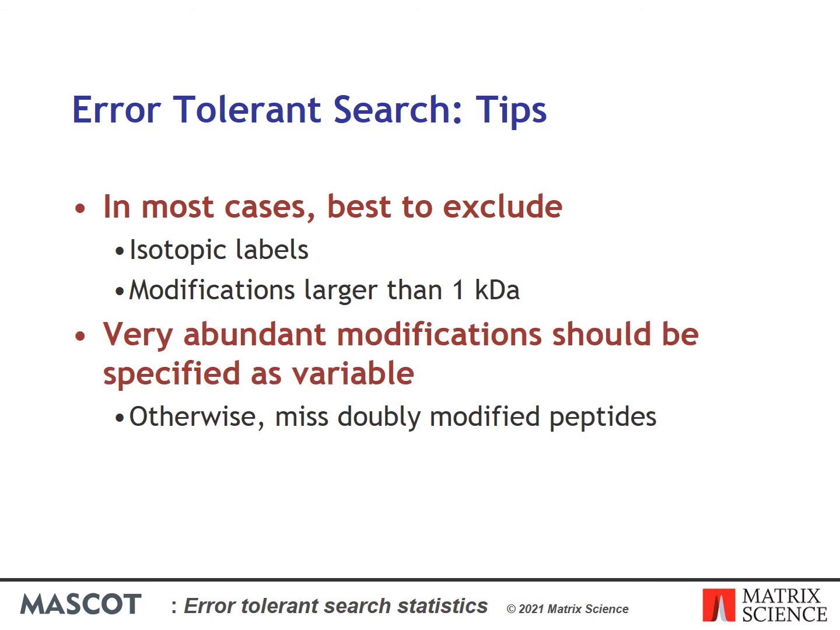Remember that the second pass search works through the list of modifications serially. It doesn't look for combinations of unsuspected modifications on a single peptide. So if you have a very abundant modification affecting 10% or more of the peptides, it's a good idea to specify this as a variable mod so that you can find matches to peptides with both this abundant modification and also an additional unsuspected one.